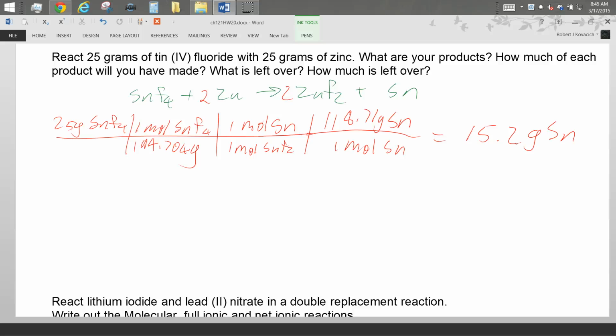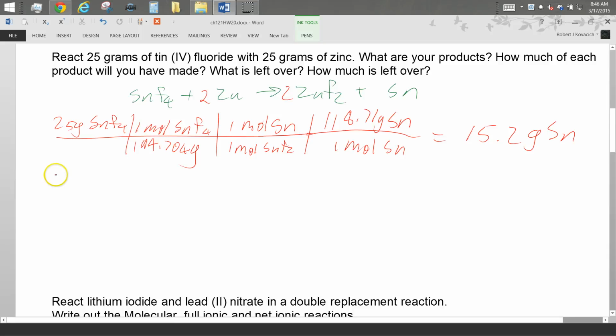One more piece of information. What else? What's the other piece of information that this requires? I can only make that much if I have enough of the zinc. Yeah, we don't know that yet. So this is just an assumption we make, but we don't know. So now we're going to do that and we're going to find out.